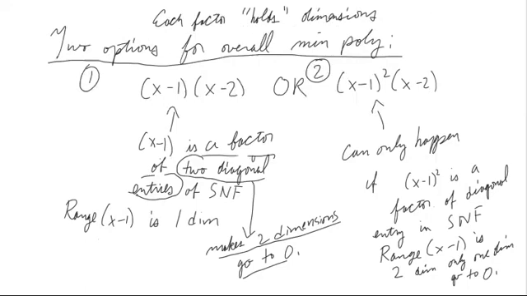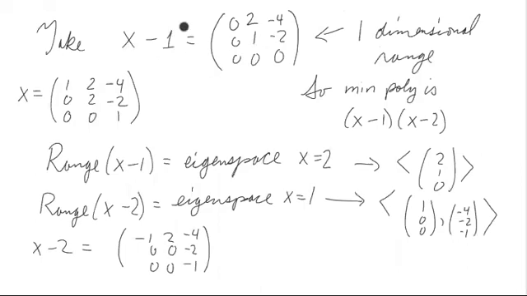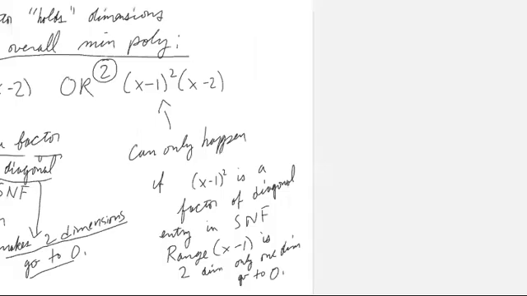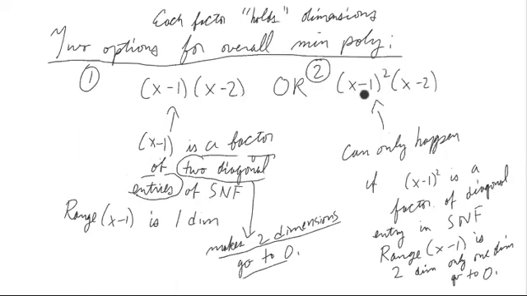Okay, so let's take a look and go forward. Let's look at x minus 1. Notice that it has a one-dimensional range. These are multiples of each other, which means the minimal polynomial really is x minus 1 times x minus 2. So you're not going to have any entry in the diagonal that has x minus 1 squared.